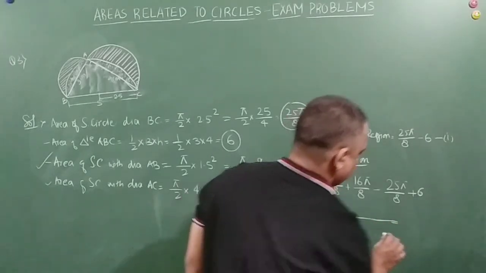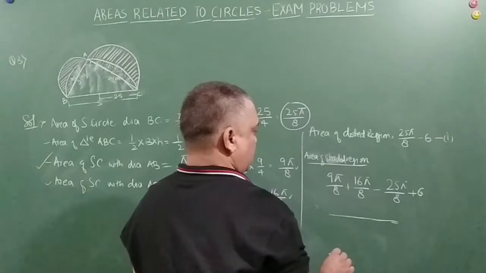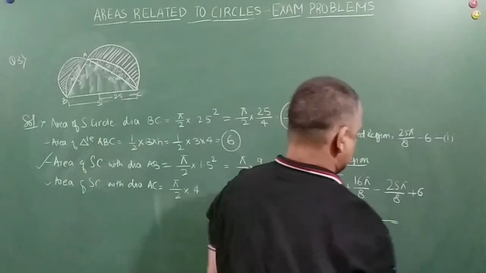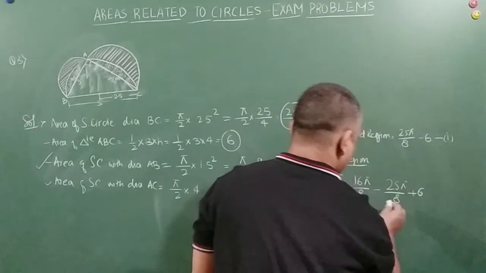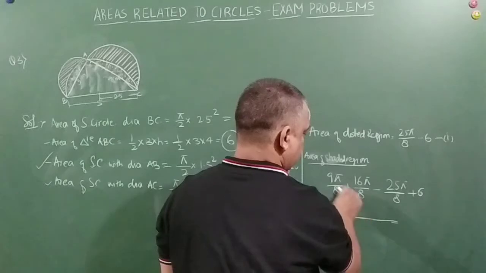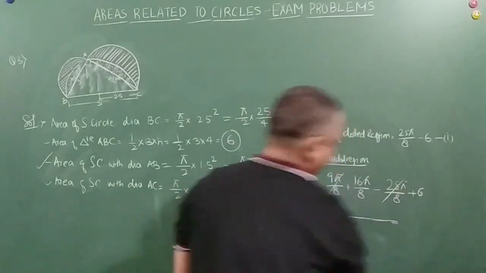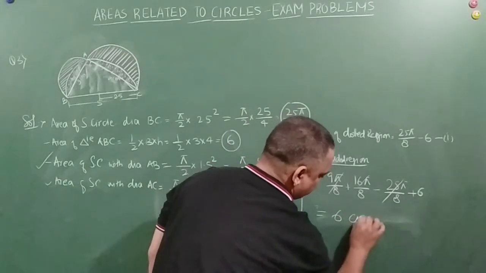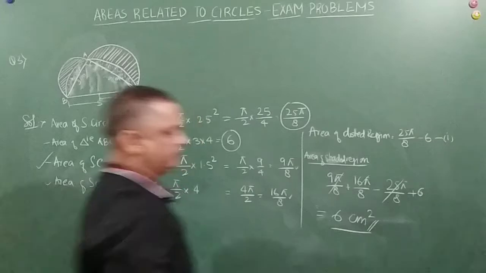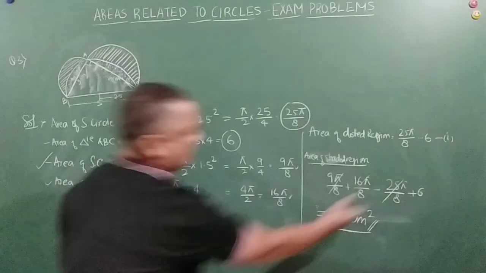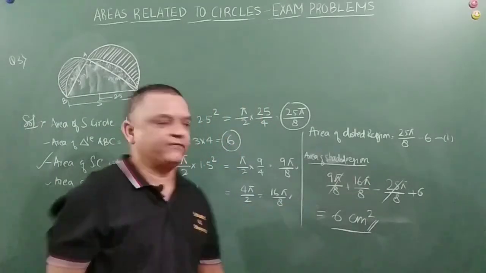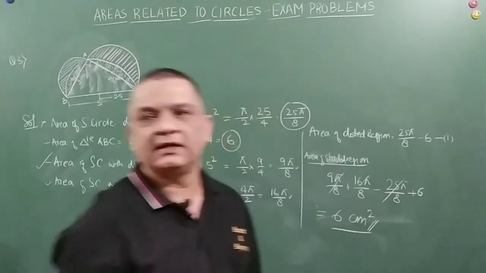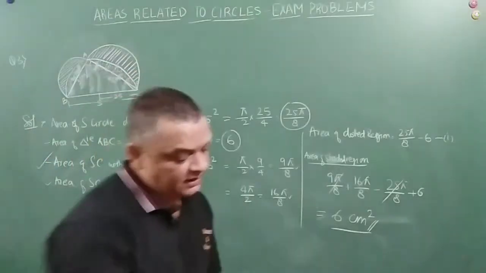Yeah, we can see this. This is 8. Nice. Okay. All three will cancel, friends. We don't need to do anything. And area of shaded region is equal to 6 centimeter square. That's it. This will cancel. If you take LCM, 16 plus 9 is 25 minus 25. So that will cancel out, and you will get the area of shaded region as 6 centimeter square. Right? So this was a little tricky problem, friends.